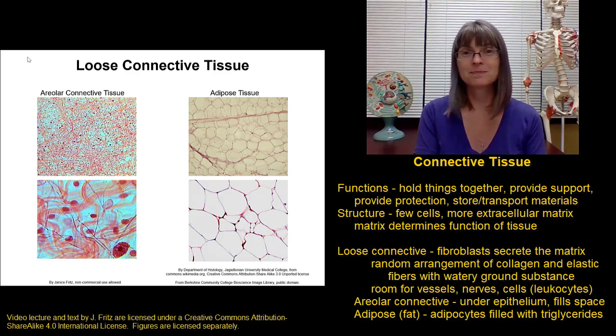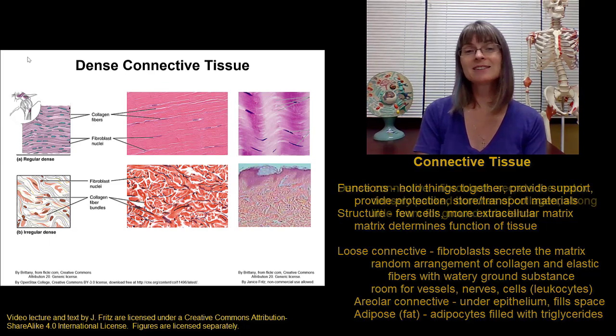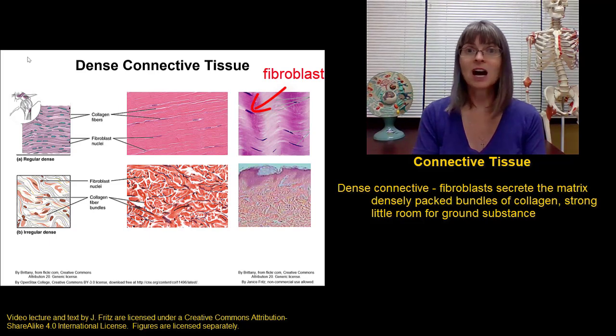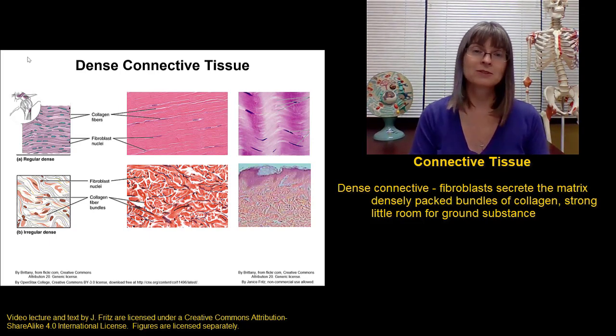Adipose tissue is good for providing a layer of insulation and protection, as well as storing fats for energy. In dense connective tissue, we still have fibroblasts that are secreting the matrix, and they're secreting a lot of collagen and elastic fibers. But in dense connective tissue, the fibers are very densely packed, and they really fill in the space in between the cells, so that there's not much room for ground substance.